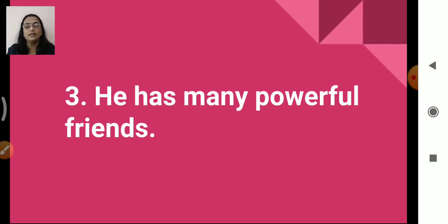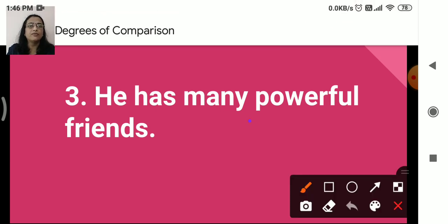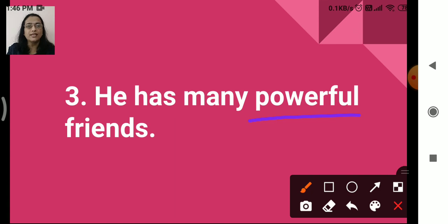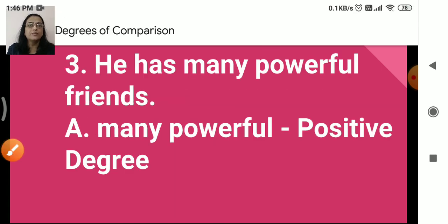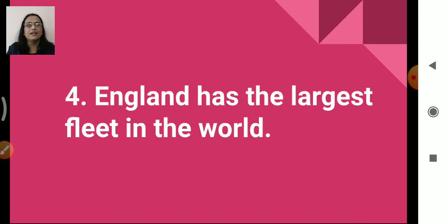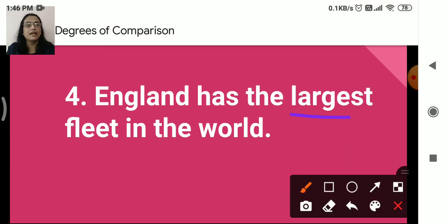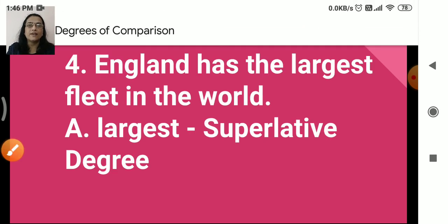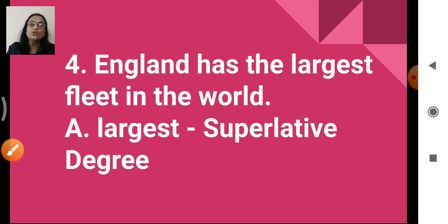Third one, he has many powerful friends. Now again, he has many powerful friends. Now here what will come? Yes, can you find out? Powerful, right? So let's check out. Yes, so many powerful, and it is the positive degree, right? England has the largest fleet in the world. Again, what it is? Largest, isn't it? So our answer is largest, and it is a superlative degree.